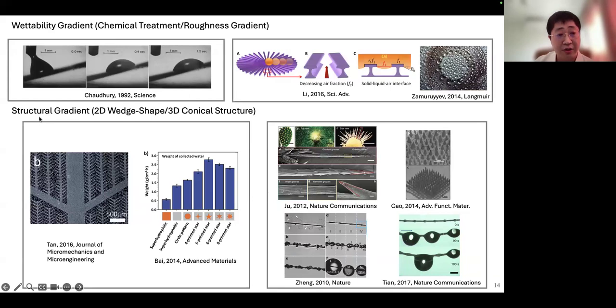There are also structural gradients. So you see that there's a triangular shape or wedge shape, then the liquid can move spontaneously from the tip towards the region where you have a larger hydrophilic region. And then lastly, you have the conical structure where the liquid moves from the tip of the cone to the bottom.